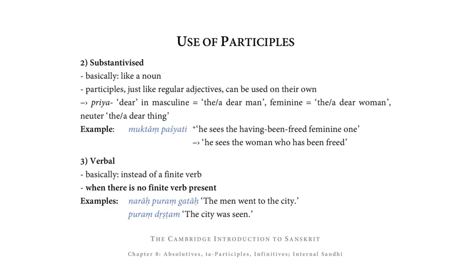The same works in the passive, puram drishtam. If that is used as a sentence of its own, as a complete sentence, then in English we need a finite verb. In Sanskrit there isn't one, we only have this tap participle here, drishtam. Puram means city, drishtam means having been seen or seen. We can't translate this as a complete sentence, the city having been seen. No, we need a finite verb, so this would then be the city was seen.